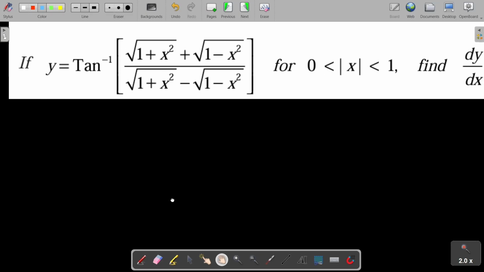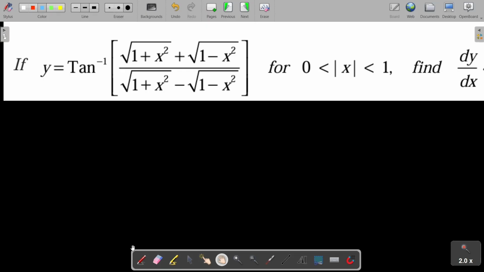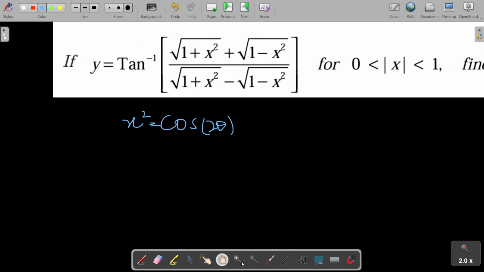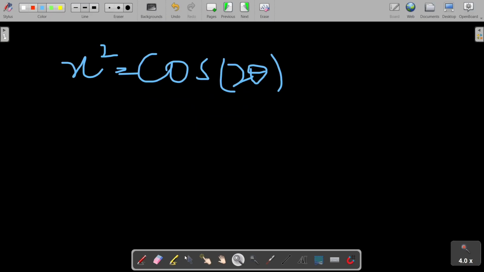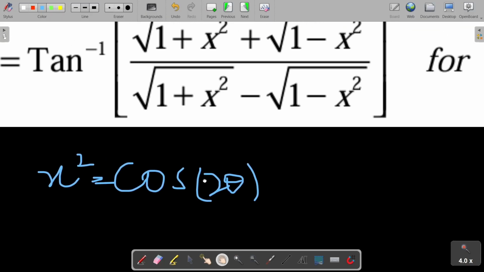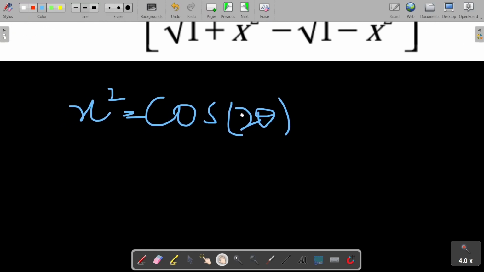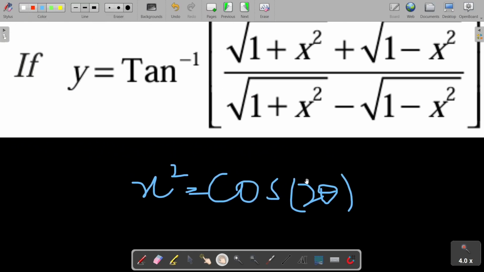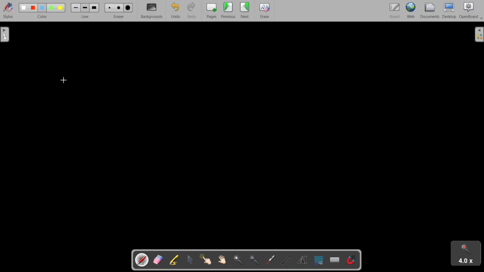So we can use the substitution method here. What I'm going to do is substitute this thing right here, x squared, as cosine of 2 theta. If I substitute x squared as cosine of 2 theta, then let's write this term right here.